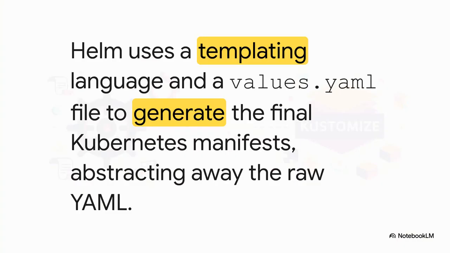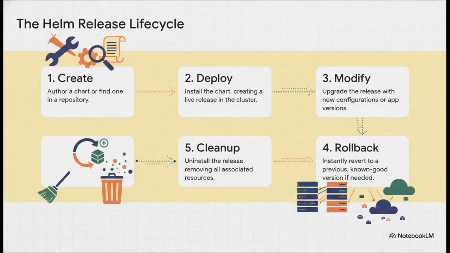So how does it actually work? This is the key part. Helm uses a templating language, basically turning your static YAML into a template with placeholders. And then you have a separate file called values.yaml. That's where you define all the specifics, like the number of replicas or the image tag. When you run Helm, it just smashes those two together and spits out the final Kubernetes manifest. It totally abstracts away the raw YAML. And Helm is way more than just a templating tool. It manages the entire lifecycle of your application.